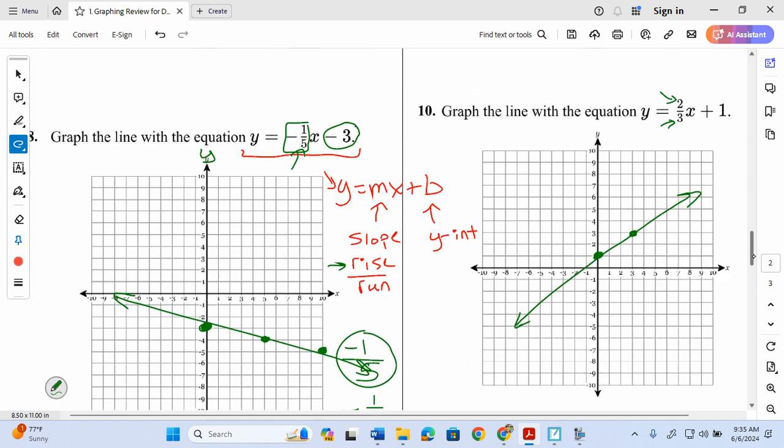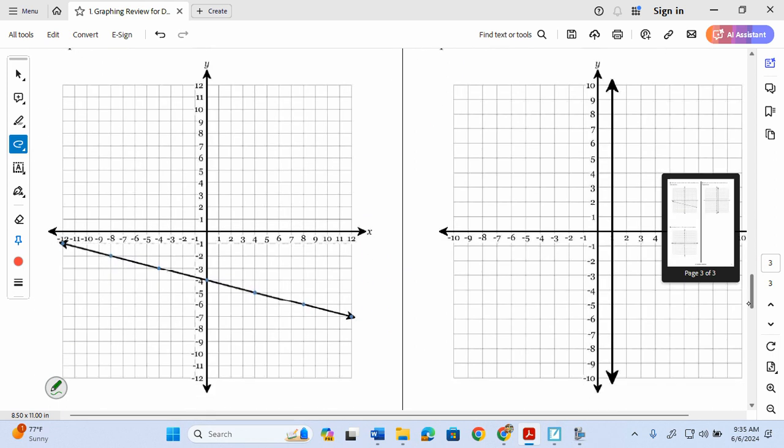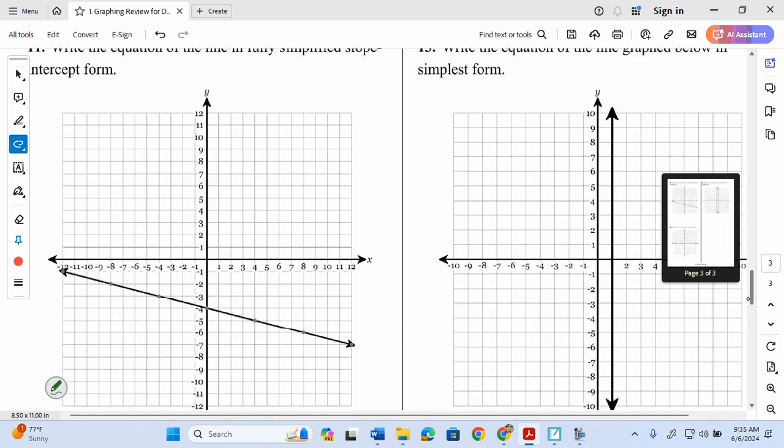And once again, if our run is positive, we run to the right. If it's negative, we run to the left. We don't usually see a negative run unless we're going backwards. All right, so here's our next one.